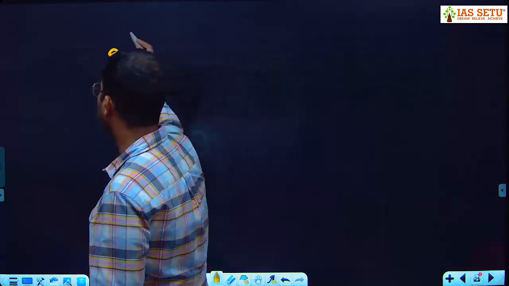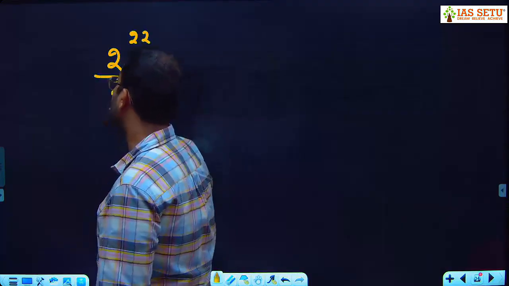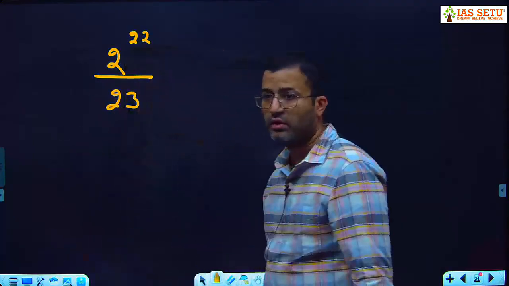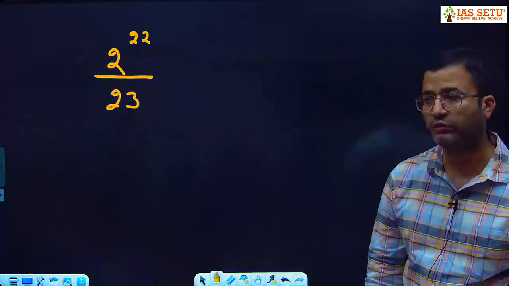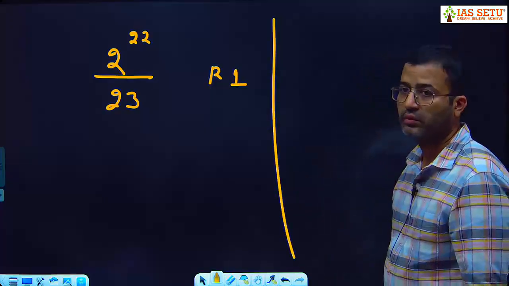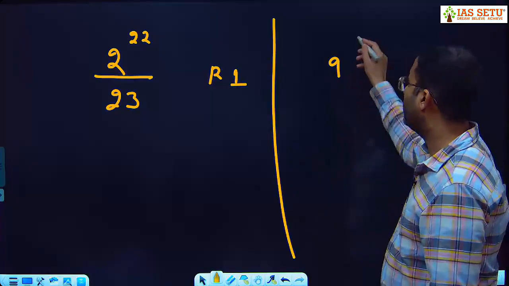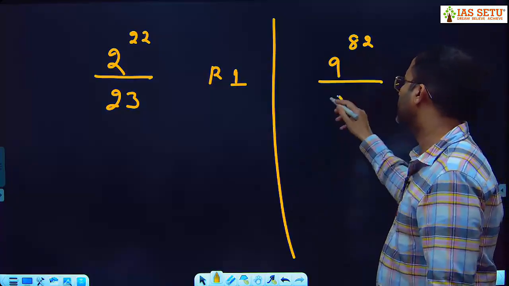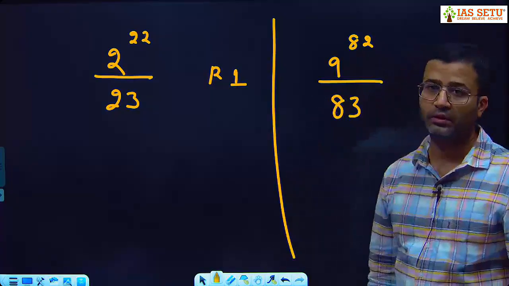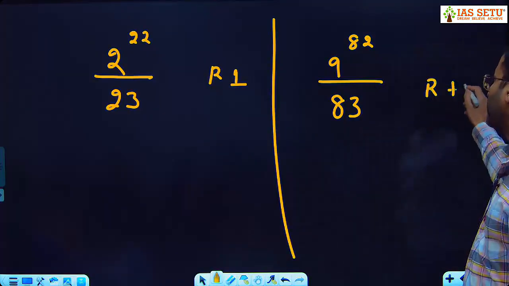2 to the power 22 divided by 23. What is our remainder in this question? 1, plus 1. Try one more question. 9 to the power 82 divided by 83. What is your answer? 1. Here remainder is plus 1.